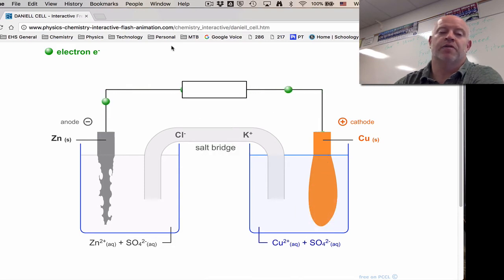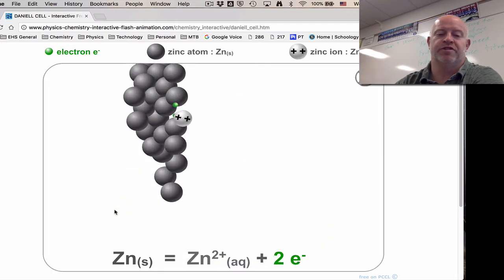So let's take a look at what's actually going on really closely at our anode. In this case we have zinc 2 plus in solution, and over here we have copper 2 plus in solution on this side. So let's take a zoom in feature here.